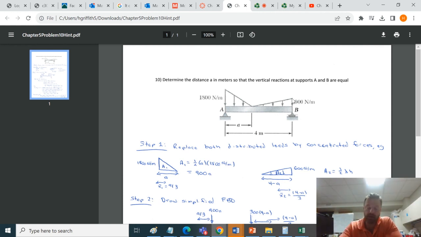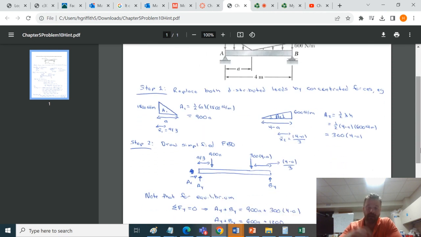And in terms of this composite portion of the distribution, we're going to note that the actual width of it is going to be the total length of the beam, which is 4 minus A. So this is 4 minus A wide. It has a height of 600 newtons per meter. When you do 1/2 base times height, that's going to give you 300 times quantity 4 minus A. I'm going to leave it not multiplied out for now, but we'll see eventually we have to.